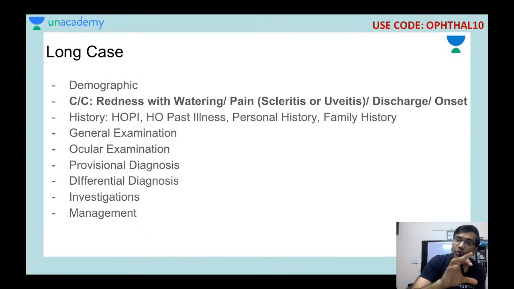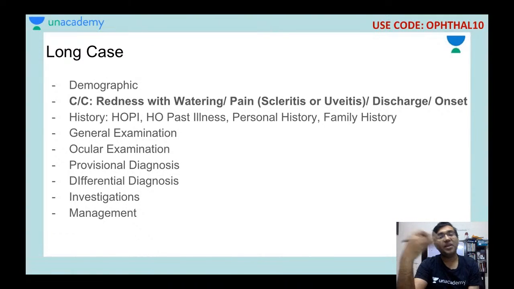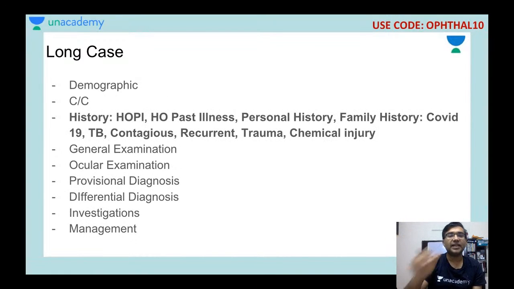If there is a circumcorneal congestion, then your differential features can be different. If the patient is having pain, he may be having scleritis or uveitis. Depending upon the discharge, he may be having a viral conjunctivitis or a bacterial conjunctivitis, and depending upon onset, if it is a rapid onset, he may be having a pseudomonas ulcer. Chalo, let's move to the next point.